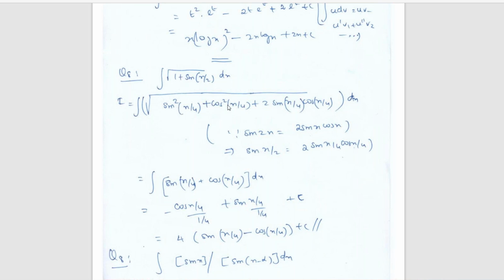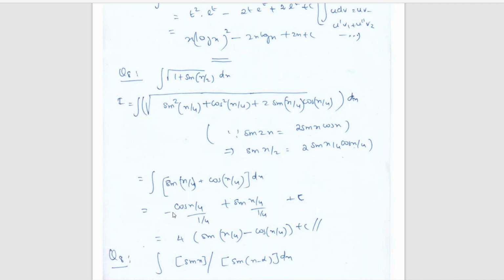Then this one can be replaced by sin square theta plus cos square theta. So sin square x by 4 plus cos square x by 4. Okay, clear. So this is of the form a square plus b square plus 2ab. What's the formula? A plus b the whole square. So sin x by 4 plus cos x by 4 the whole square. But we have square root. So you'll be getting integral sin x by 4 plus cos x by 4 dx.